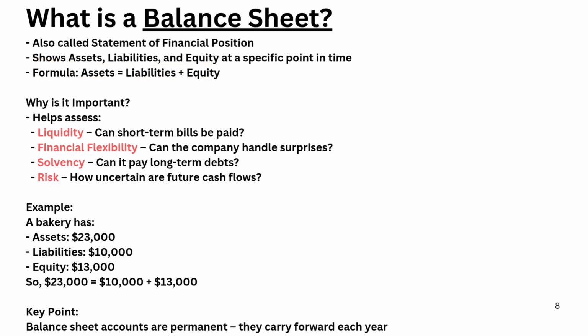Let me explain. Assets are what the company owns, like cash, buildings, or inventory. Liabilities are what it owes, such as loans, bills, or salaries. Equity is the owner's share, what's left after liabilities are paid. Let's look at a quick example. A bakery has assets worth $23,000. Liabilities of $10,000. So, equity must be $13,000. Because $23,000 equals $10,000 plus $13,000. The formula always balances, and that's why it's called a balance sheet.